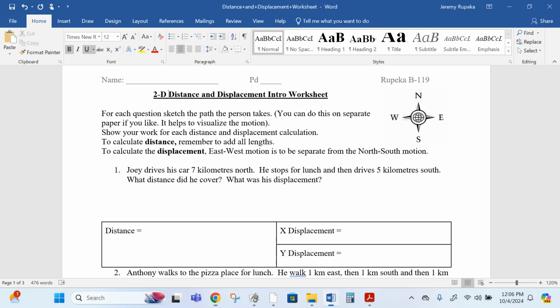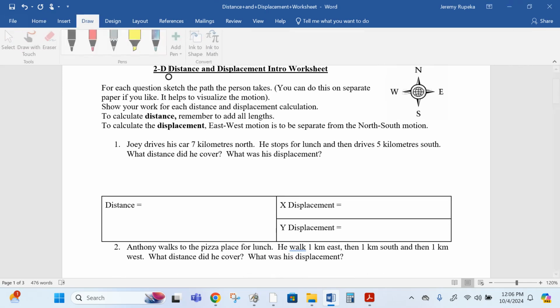I'm going to do that here in Word, where I can actually draw on the document. I'm not able to do that necessarily with a Google Doc. Your version is a Google Doc, and I'm just going to have you type in the distance and calculate your displacement in both directions. Please show your work for each distance and displacement calculation.